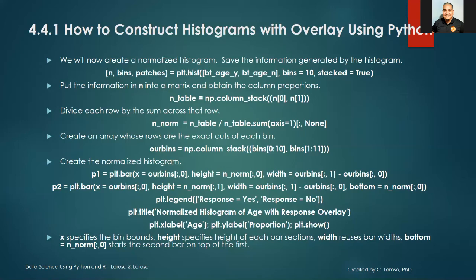Now we are ready to create our normalized histogram using this command. In the bar commands, the X input specifies the upper and lower bounds of the bins. The height input uses the normalized count values we created previously to specify the height of each of the two sections of each bar. And the width input reuses the bar widths from the original bar chart.